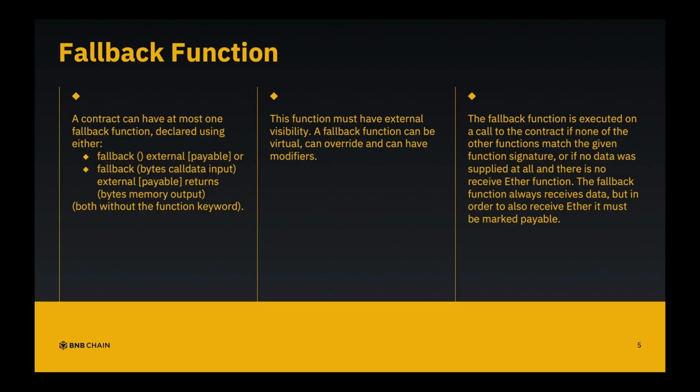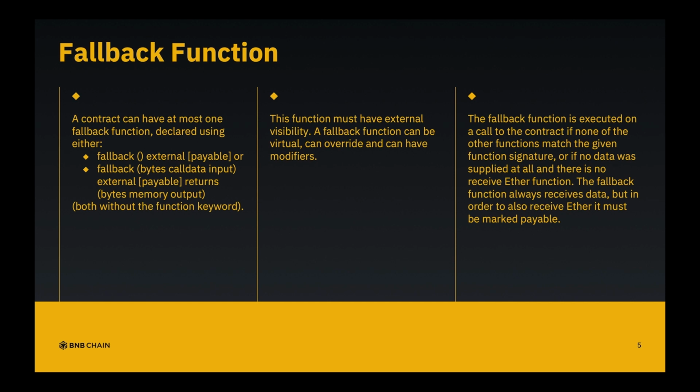Next is the fallback function. This is the default function. It will be executed whenever a function is invoked, but that function is not present inside this current contract. One contract can have at most one fallback function, declared using either fallback without parameters, external, which you can declare payable or not, or fallback with bytes calldata input, external, payable or not, returns bytes memory output, both without the function keyword. This function must have external visibility.